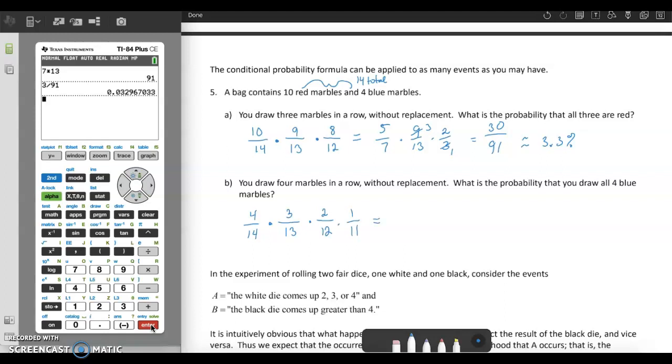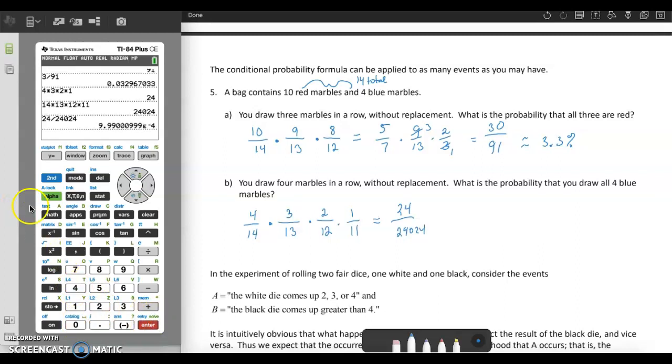Okay, so we can multiply that out. You can do a little reducing at the beginning if you want to. I'm just going to multiply it. What's 4 times 3 times 2 times 1? That's also 4 factorial. That's 24. And what's 14 times 13 times 12 times 11? That's 24,024. And then let's see, I'm going to just put that in the calculator. What's 24 divided by 24,024?